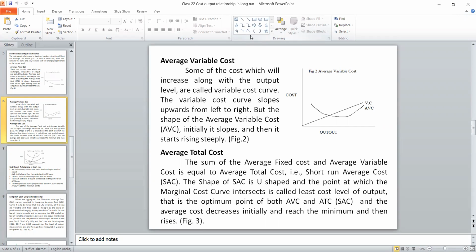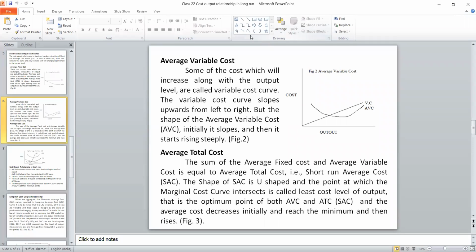So how do we calculate the average variable cost? We have to divide the variable cost by output. When we do that, the shape of the average variable cost will be a U shape. Why? Because initially it will come down, and after a certain point it will start increasing. So it is like a U shape.